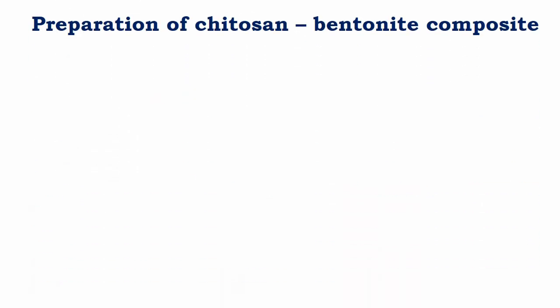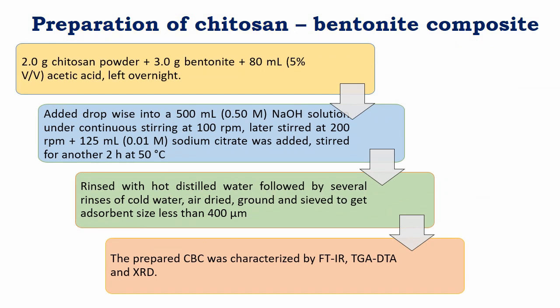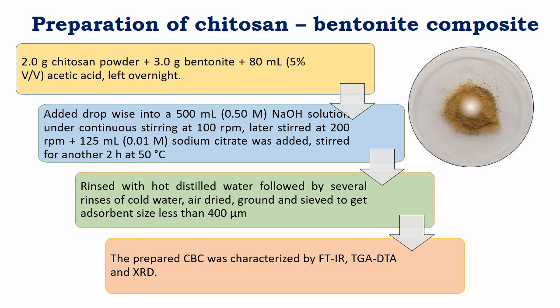Chitosan bentonite composite was prepared by mixing 2 gram chitosan powder and 3 gram bentonite. It was added in 80 ml acetic acid and was left overnight. Then it was added dropwise into 500 ml solution under continuous stirring, and the beads were later stirred at 200 rpm. 125 ml sodium citrate was added to it and stirred for another 2 hours at 50 degrees centigrade. It was then rinsed with hot distilled water followed by several rinses of cold water. It was then air dried, ground, sieved and characterized by TGA, DTA, XRD and FTIR.